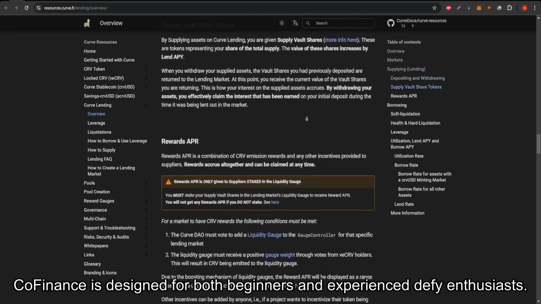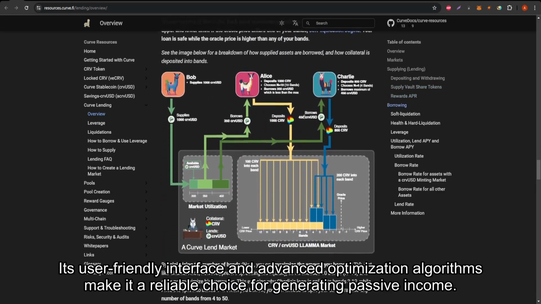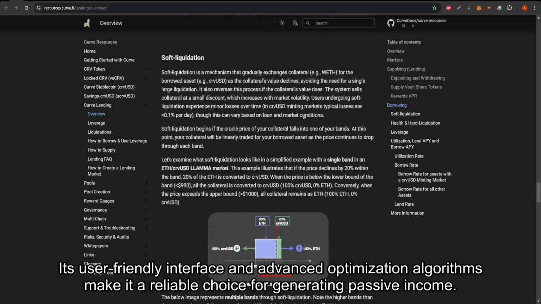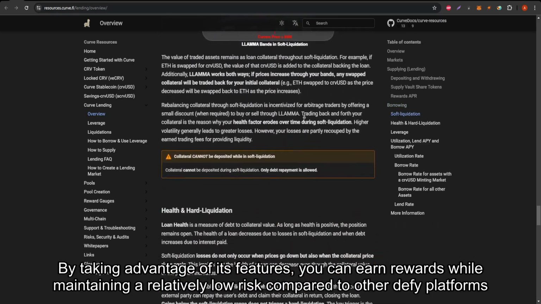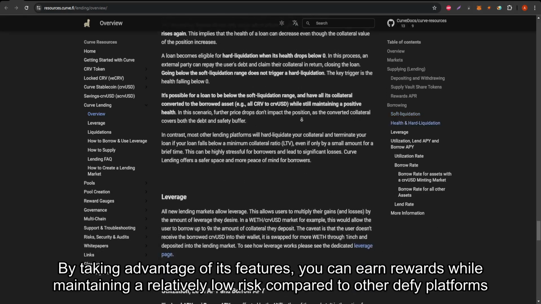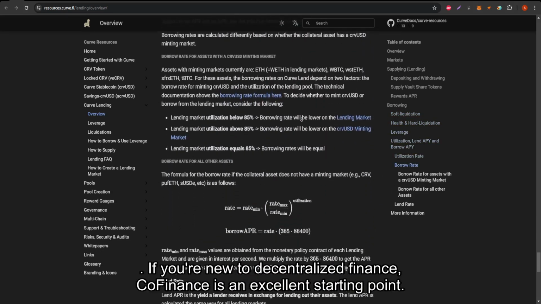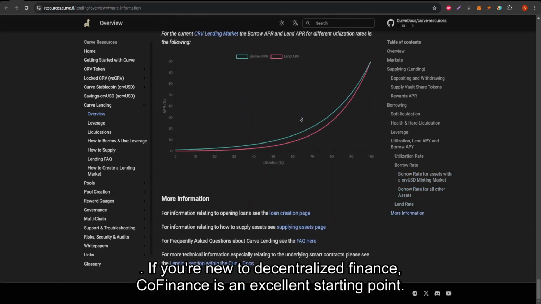Curve Finance is designed for both beginners and experienced DeFi enthusiasts. Its user-friendly interface and advanced optimization algorithms make it a reliable choice for generating passive income. By taking advantage of its features, you can earn rewards while maintaining a relatively low risk compared to other DeFi platforms. If you're new to decentralized finance, Curve Finance is an excellent starting point.